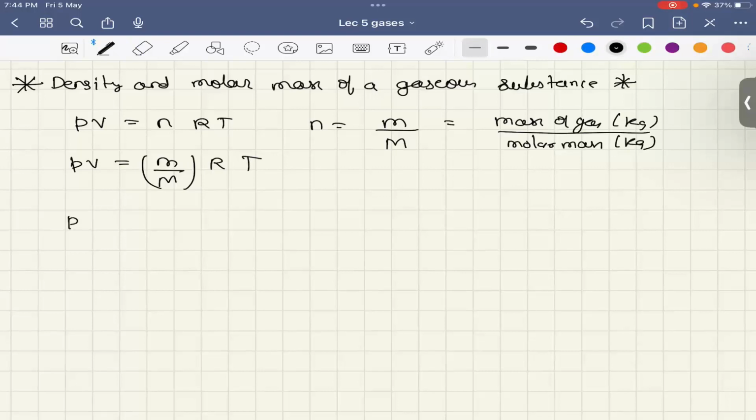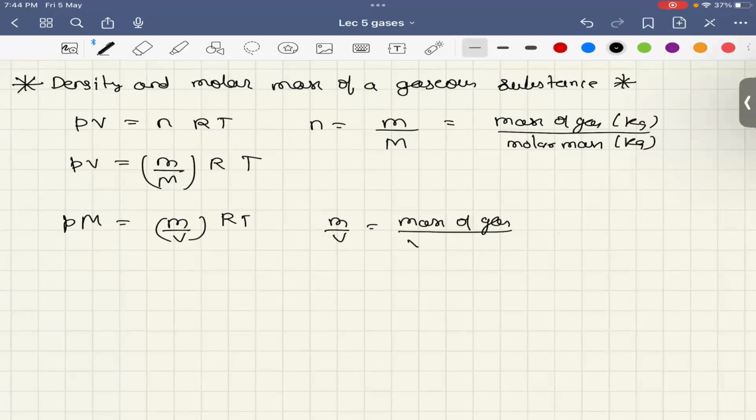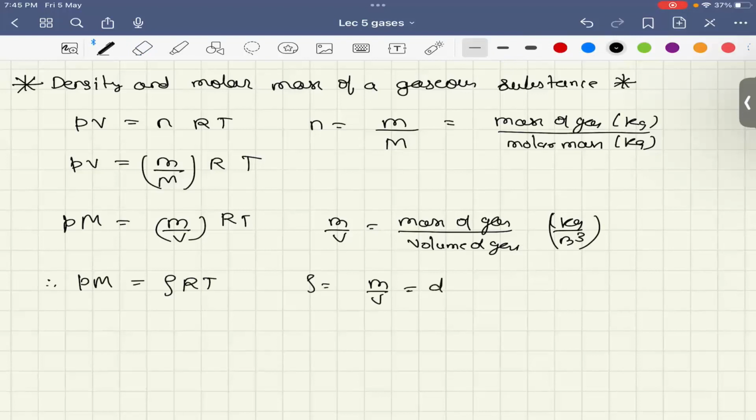So we rearrange, we get P into M. P into M is nothing but m by V times RT. What is this m by V? This is nothing but mass of gas by volume of gas, let's say kg per meter cube. This is nothing but the density of the gas, right? PM is nothing but rho RT, where rho, the m by V, is nothing but the density of the gas at STP, right?